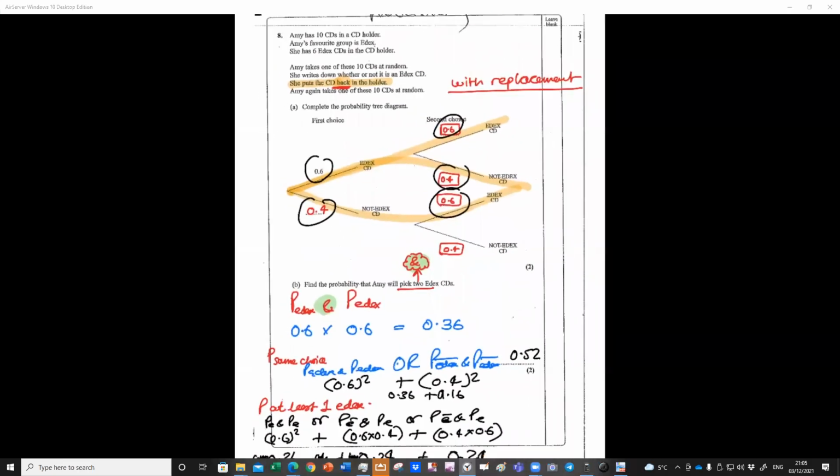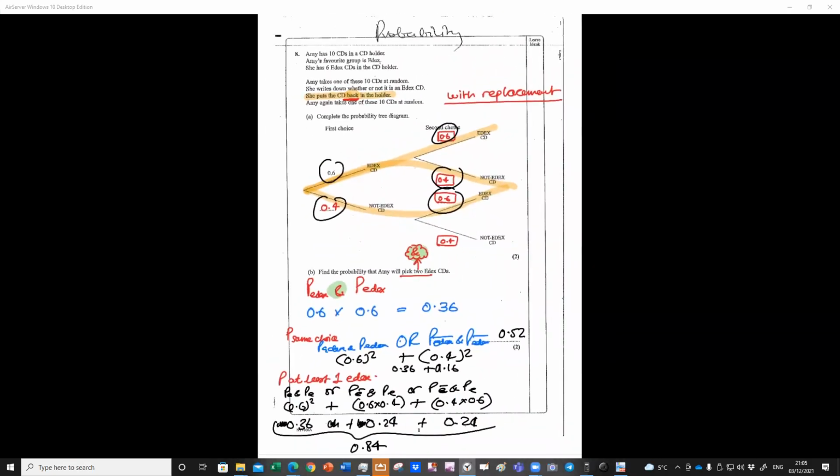So this question, question number 8, is the one where I introduced my own questions, which are the bottom 2, just because this got missed out on the recording. When we say probability of the same choice, it means it's going to be edX, edX, or not edX, not edX, which is what we've done here. We worked that out, and that gave us 0.52.